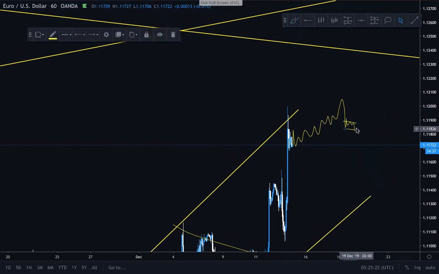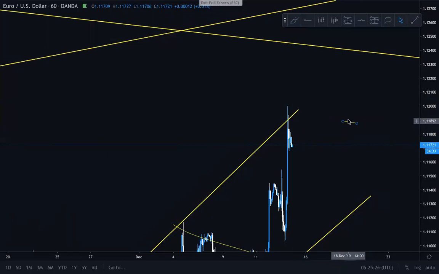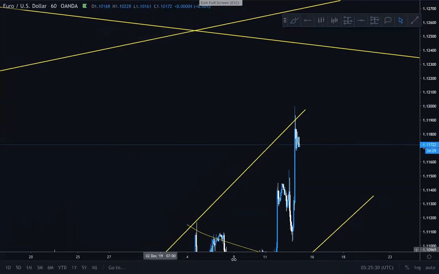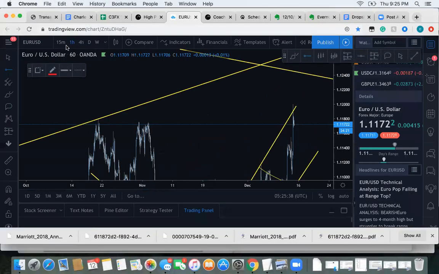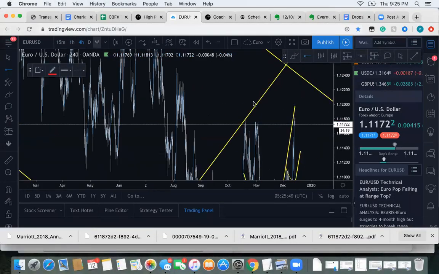And then ultimately, again, with this wick here and this break above, again, if I just, yeah, here it is. Just zoom out just so I can get the easiest way to see this double top, right?